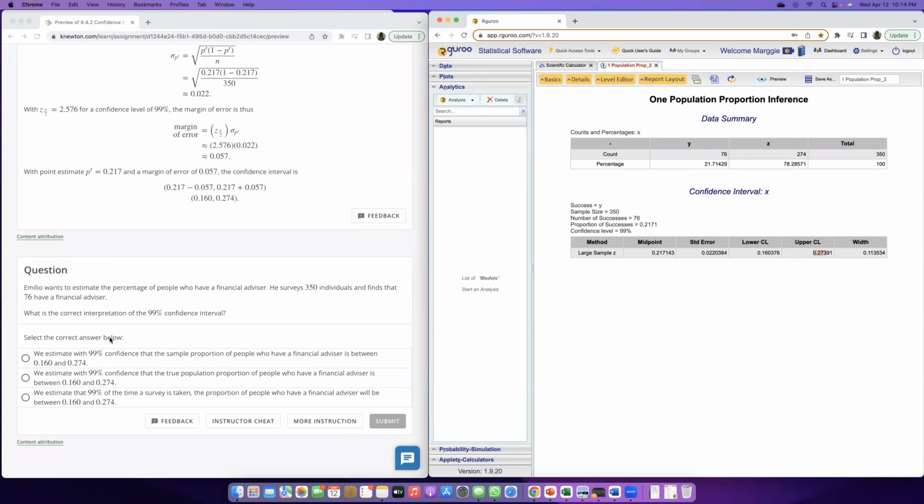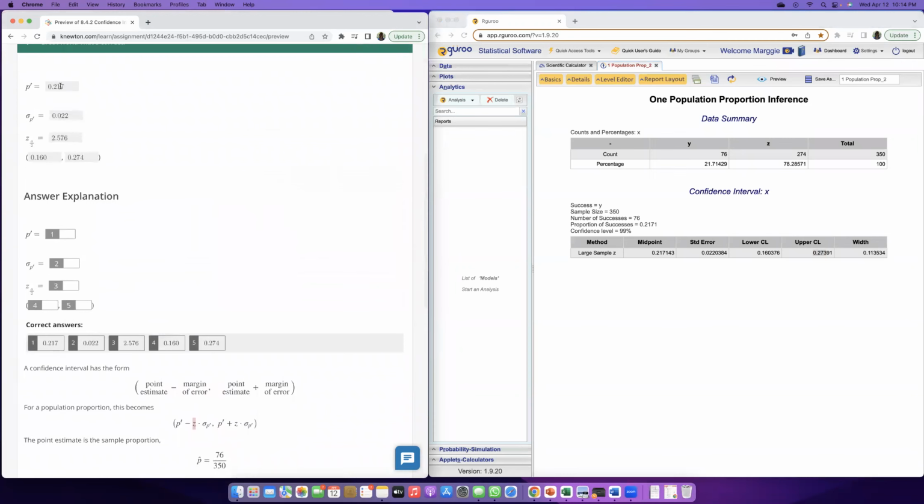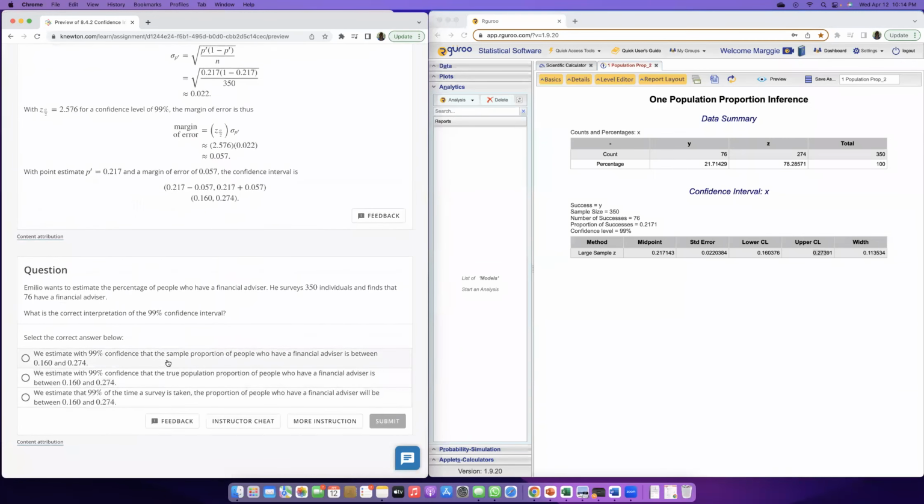We are estimating with 99% confidence that, not the sample, because we know what the proportion of the sample is. We're 100% sure that the proportion for the sample was, what was it? 0.21, 0.22. So we are not making inference about the sample because we do know information about the sample. We have the sample, all right?